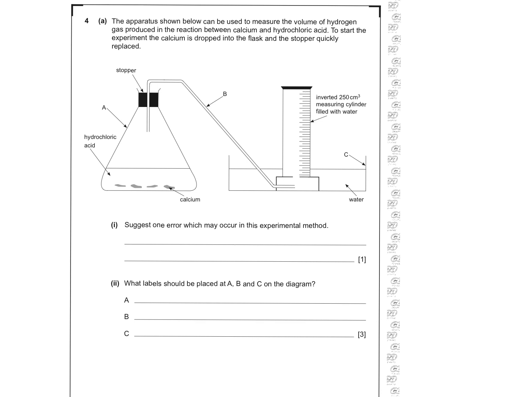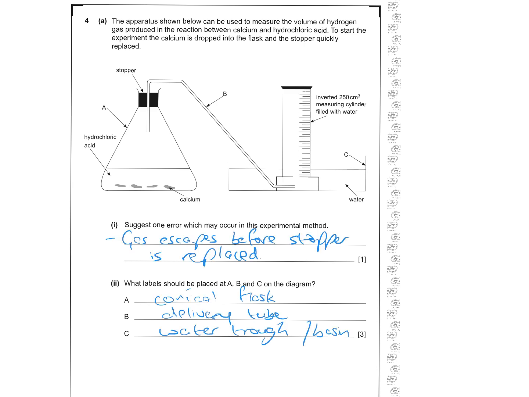Then part 2, the labels A, B and C are, well, A is a conical flask, B is a delivery tube, and C is a water trough. A basin would also be fine there instead of a water trough.